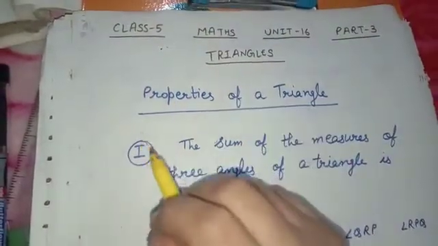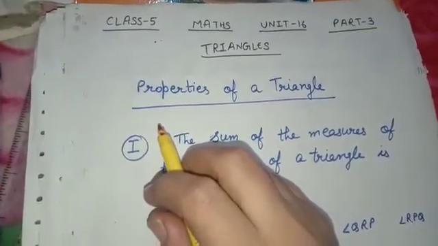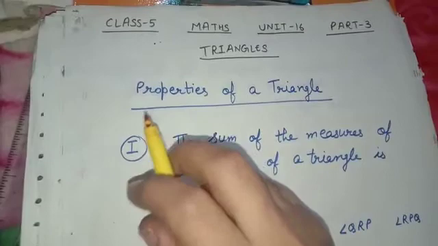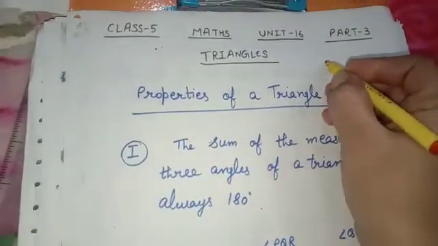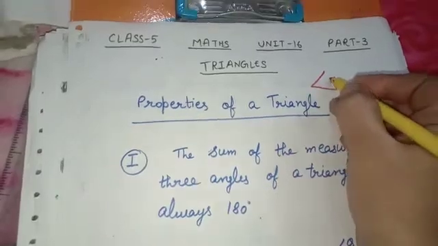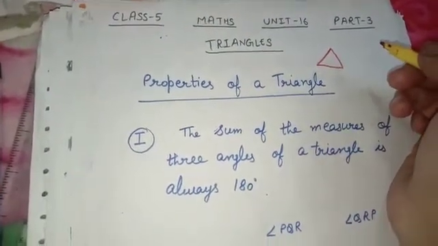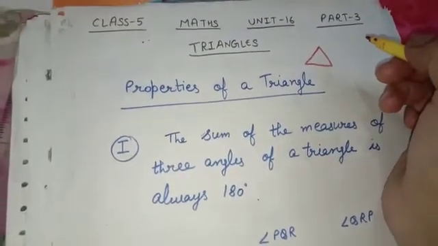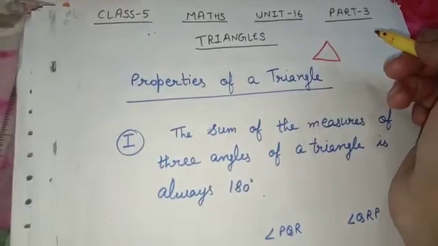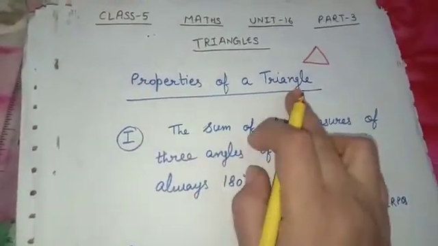In the previous lecture, we learnt what a triangle is, and what its faces, vertices, and angles are. A closed figure of three sides is called a triangle, and it has three vertices, three sides, and three angles. With this, we have completed worksheet 1 of Unit 16. Now let's start the properties of a triangle.